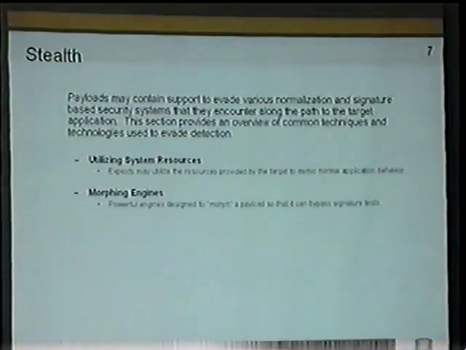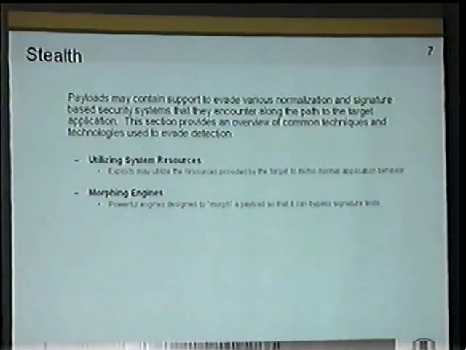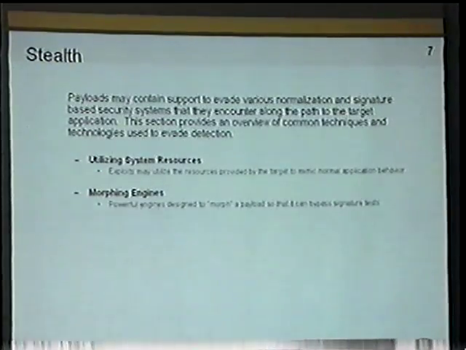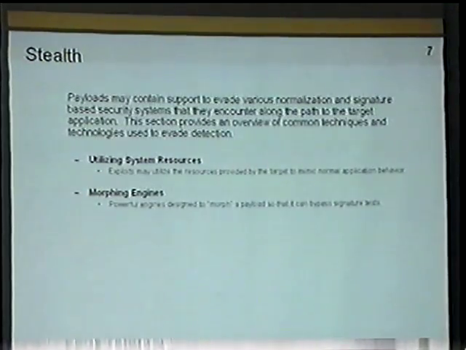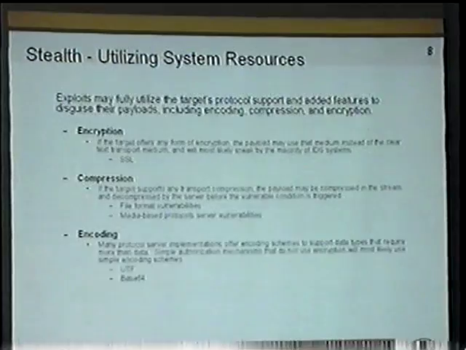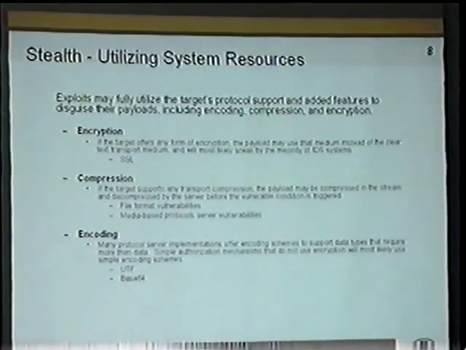Now we're going to go into stealth. Exploits may contain support to bypass various security systems. Some use encryption. For example, you have a web server you're attacking. The web server supports SSL, an SSL connection. Very few IDS systems are configured to watch SSL traffic. If it has compression, utilize that. Just utilize the resources. Utilize what's in the target.